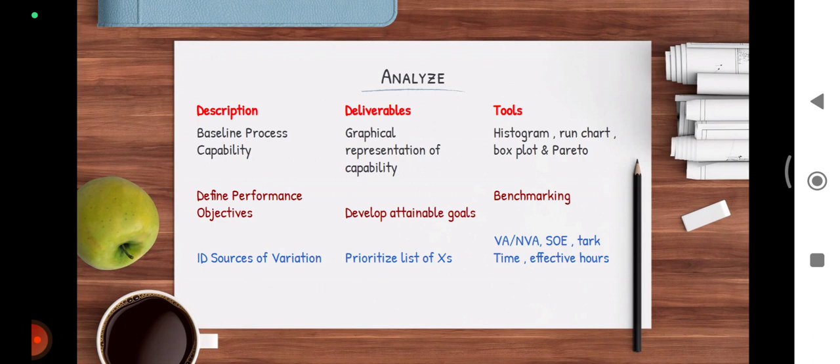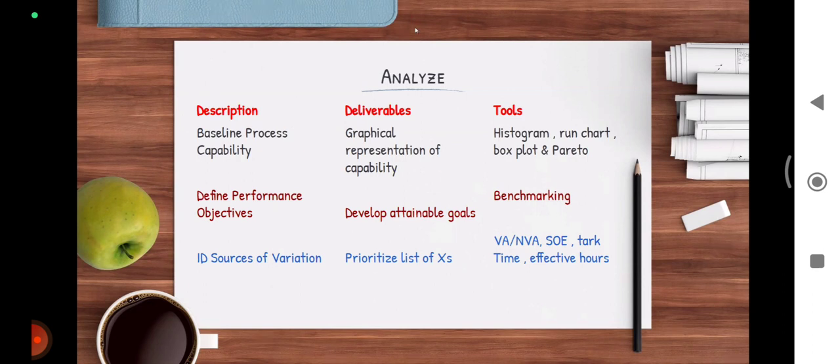And then we are now going to look for the source of variation. We are going to look at the reasons standing between your performance objectives and your current process capabilities. And we are going to list the main causes or the factors that are affecting this process. And if the process capability is less than 1, that means we are going to use lean tools. If it is more than 3, we are going to be using sigma tools. So the tools at your disposal here include value add, SOE, takt time, and effective hours.